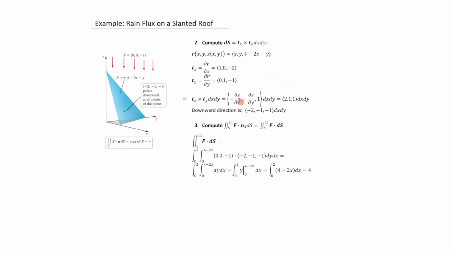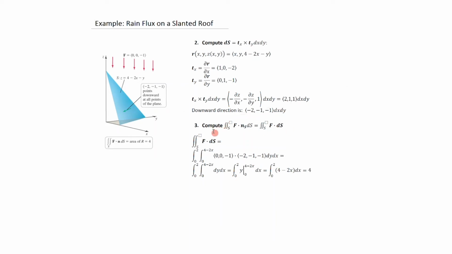If you then take the derivative of z, which is this, with respect to x, you will get a minus 2, but you have a negative here, so this becomes a positive 2. dz with respect to y would be minus 1, but you have a minus here, so this becomes positive 1, and you have 2, 1, 1. All right, but this direction, z is 1, would be upward. We don't want upward, we want downward, which means we have to multiply this through by negative 1 to essentially rotate it by 180 degrees. So the correct direction for the surface area vector is minus 2, minus 1, minus 1 dx dy.